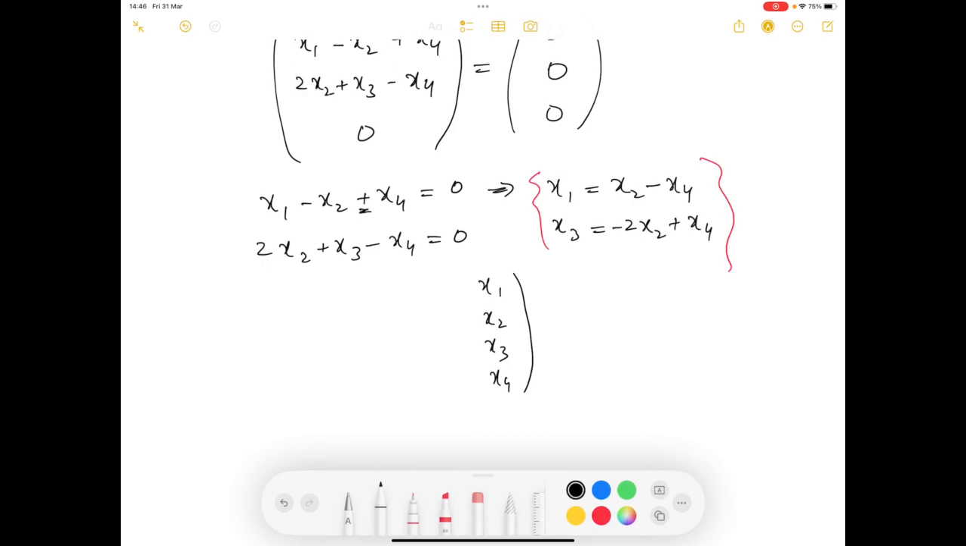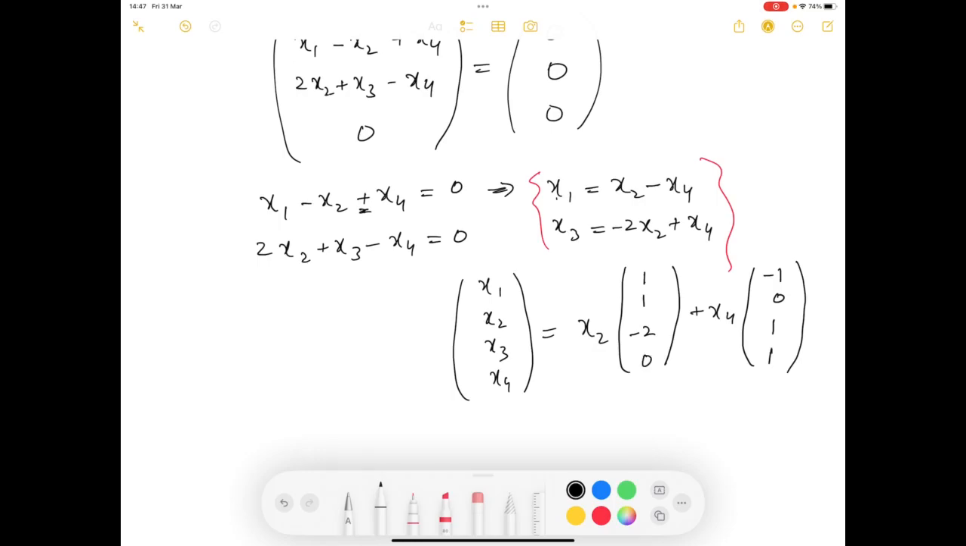Then we can write these equations in vector form as follows: the vector x1, x2, x3, x4 we can write as x2 times the vector with 1 in the first position, because x1 is equal to x2 minus x4, then 1, then minus 2, then 0, plus x4 times the vector minus 1, 0, 1, 1. Here x2 is equal to x2, so we write 1 and 0, and x3 is minus 2 times x2 plus x4, so we get minus 2 and 1, and x4 is equal to x4, so 0 and 1.